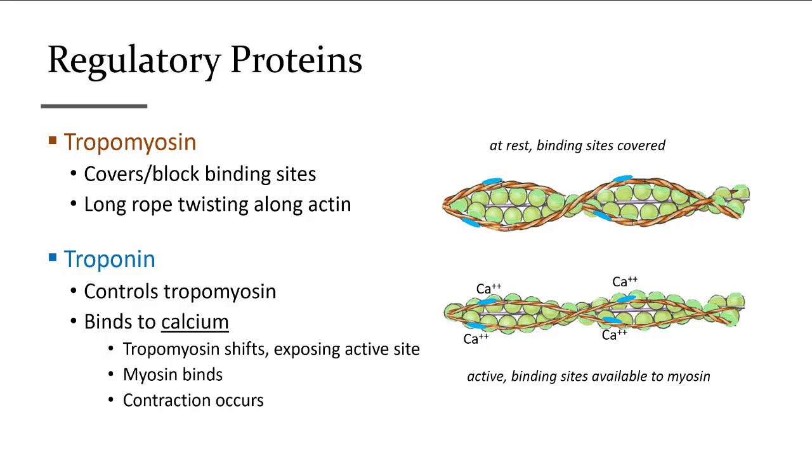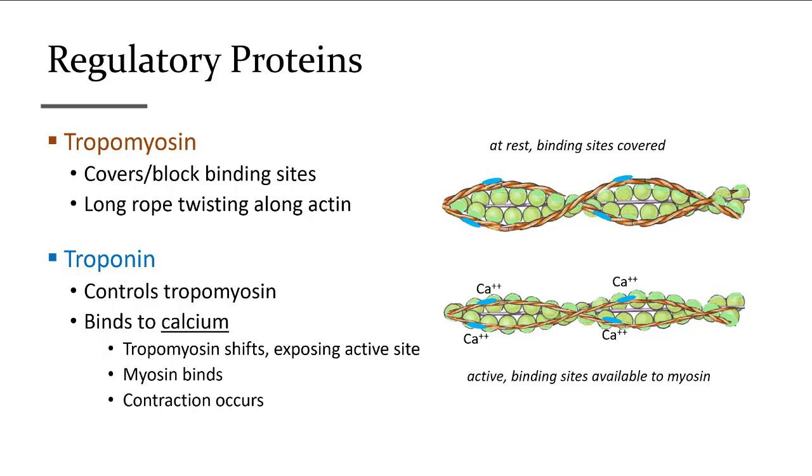Tropomyosin looks like the rope wrapping around the actin beads, covering up the binding sites, preventing myosin attachment when the muscle is at rest. Troponin is the controller and controls the position of tropomyosin. Troponin are shown in blue, and they're these small proteins placed about every 7 actin molecules, and they're hooked on top of tropomyosin. Troponin binds to calcium.